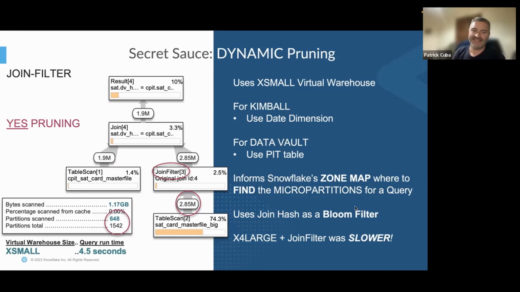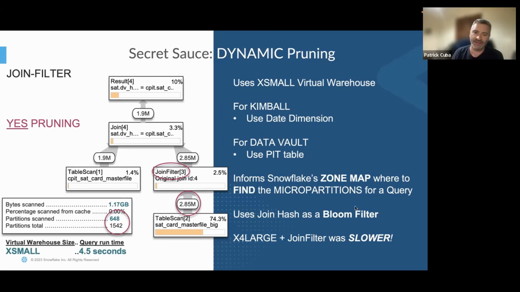And the result of it, as you can see in the bottom left-hand corner, is that we're passing less data through the architecture and using less bandwidth in the network. And my speed on an extra small was faster than extra large, X4 large, at 128 times the credit.